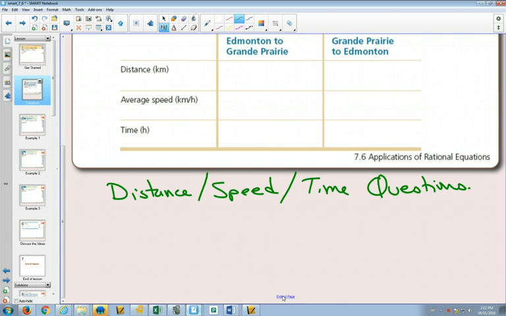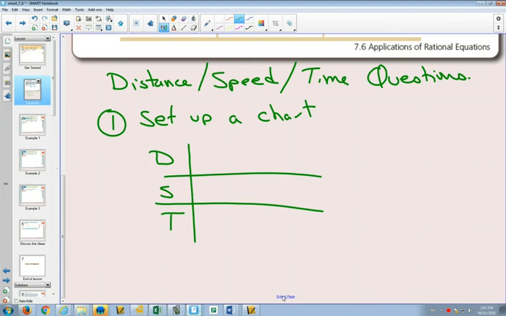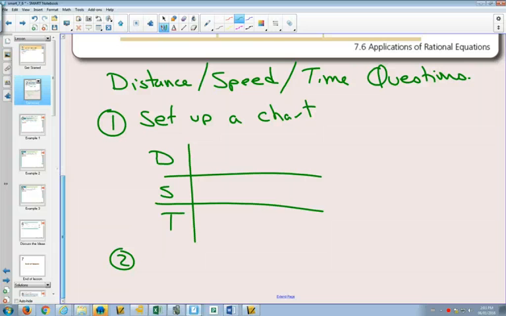So the first thing that we're going to do for these distance, speed, and time questions is we're going to set up a chart. And our chart will always have distance, speed, and time in some form. Just like the chart that's set up for us right here. We're going to use this chart, but as far as we're just writing our instructions down right now, our strategy for any distance, speed, time question is to set up a chart. This one's already been set up for us, but some of the questions in your homework won't have a chart made for you, so you'll have to make it on your own.